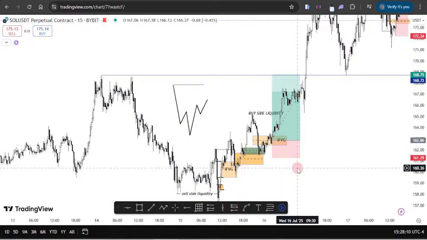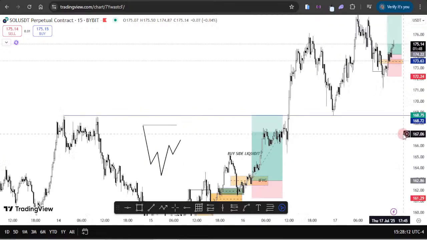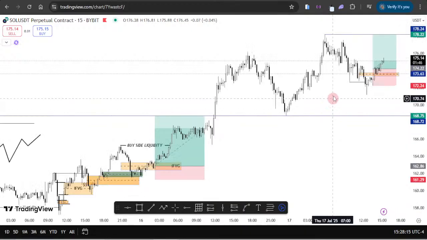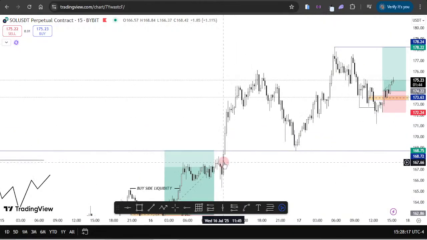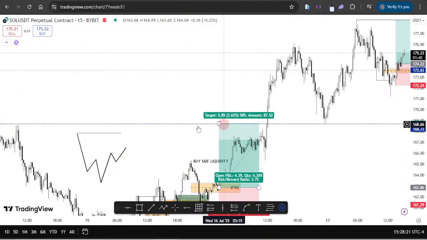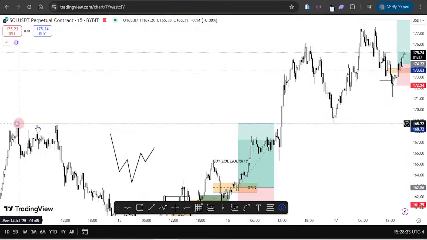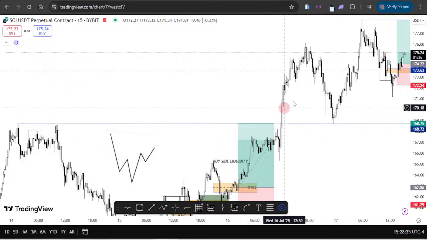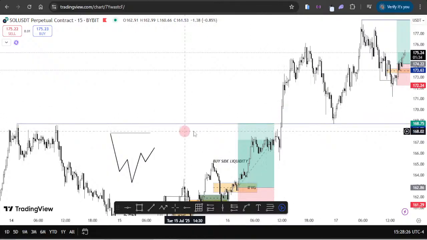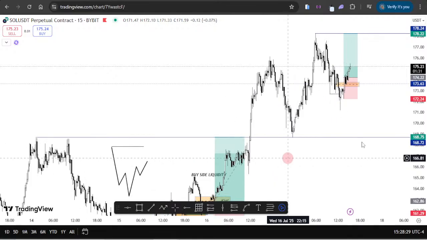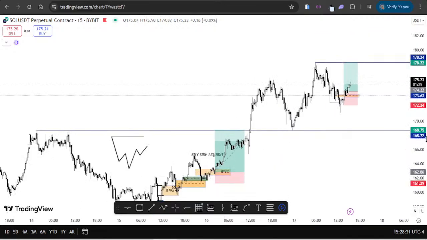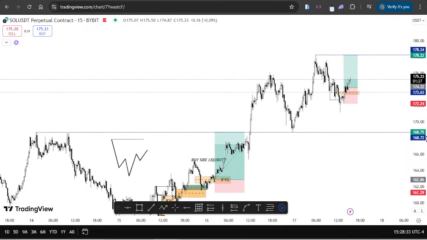Balanced price range. Fair value gap. This is a fair value gap. Previous high broken, turned to support. This is pure price action.